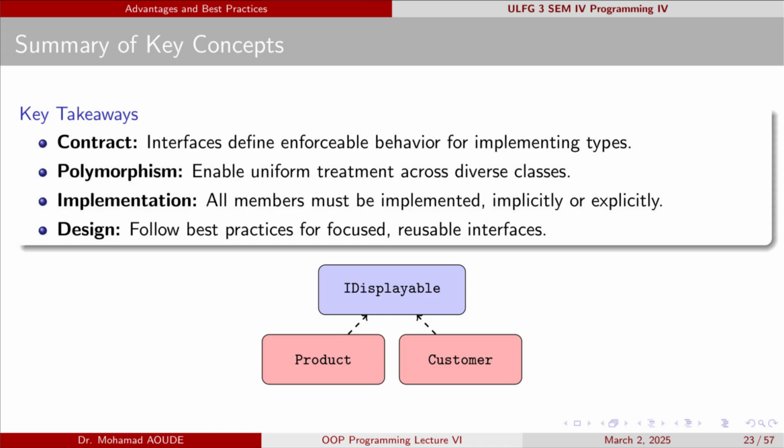Let's quickly summarize. Interfaces define behavior contracts. They allow polymorphism, enabling unrelated types to be treated uniformly. Implementation can be implicit or explicit. Following good design principles leads to cleaner, more reusable interfaces. Keep these principles in mind as we move into deeper territory.